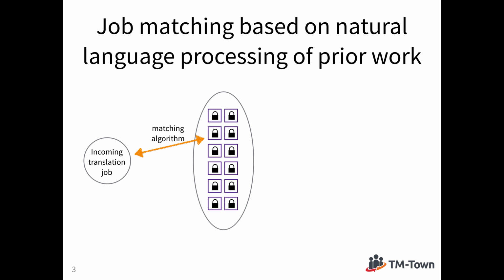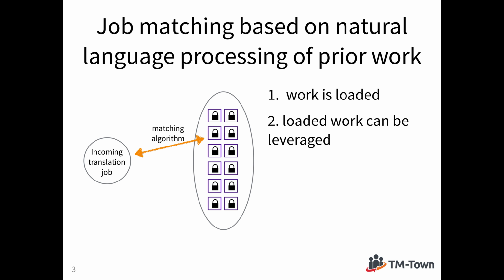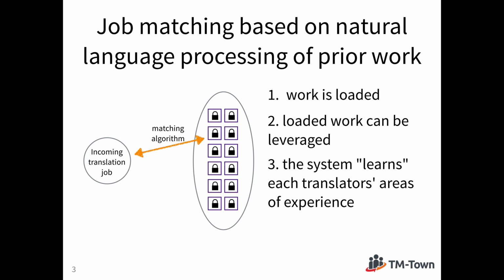To summarize, the novel approach of TMTown revolves around 4 steps. Work is loaded into the system. The loaded work can be leveraged by the translators. The system applies linguistic analysis techniques to the loaded work to learn each translator's areas of expertise. And finally, through this process, better matching is made possible.